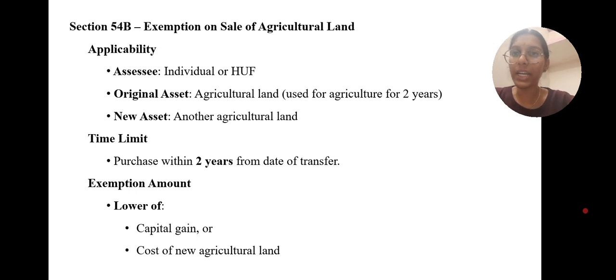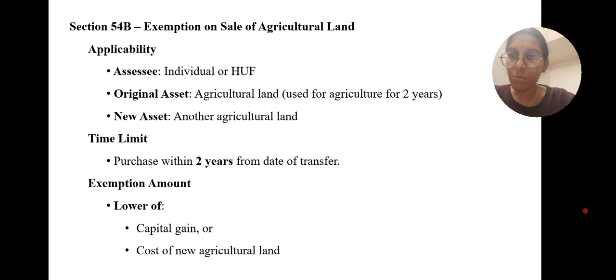Next, section 54B. This exemption is based on the sale of agricultural land, and it is applicable only for an individual and a Hindu undivided family. Here the assessee has to sell agricultural land which has been used for agriculture purposes for at least 2 years. If I sell that land and get capital gain on it, I have an exemption.